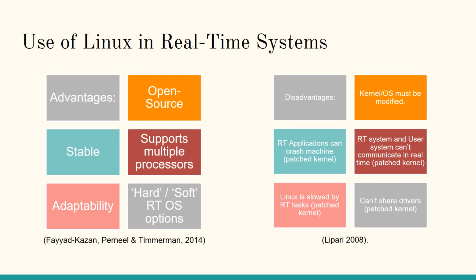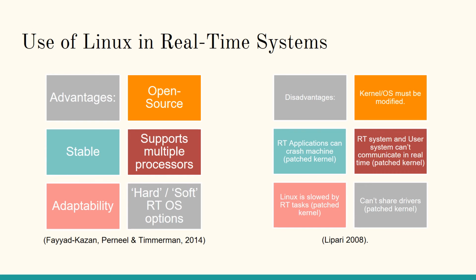Disadvantages. The kernel in the OS must be modified to handle real-time systems. Linux right out of the box will not handle real-time systems unless you either enable preemptible mode or you append or change the kernel in some way. Real-time applications can crash the machine. These disadvantages, this one and the next 3, are only for patched kernel options, like the preempt RT patch and things like that. So they don't quite apply to all the other ones, but I suppose anything can happen.